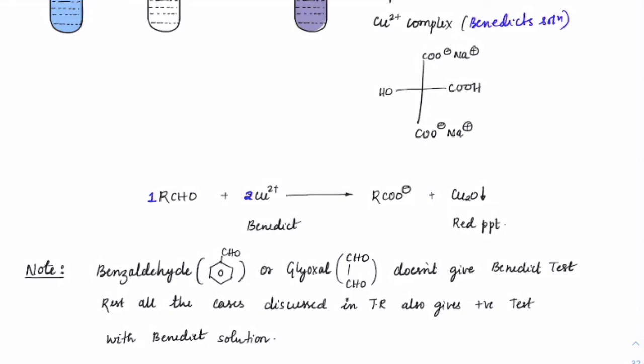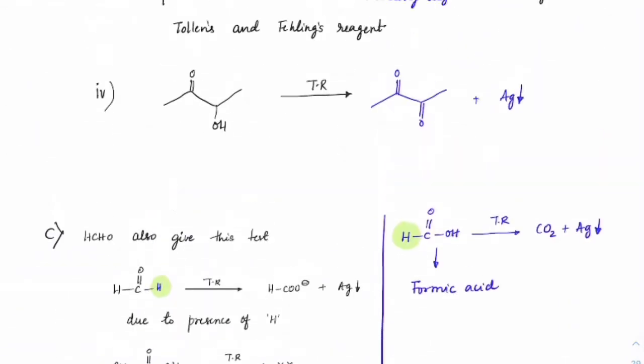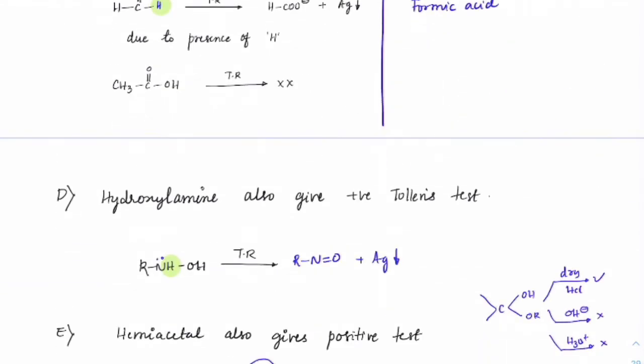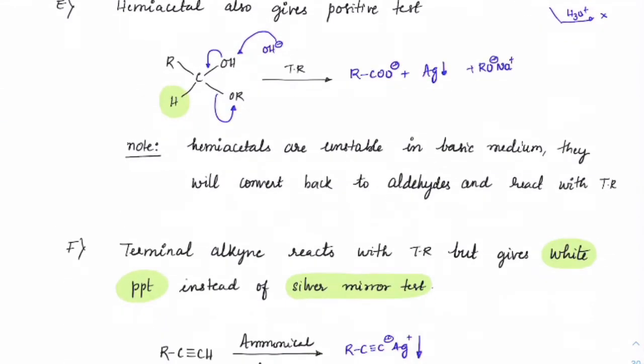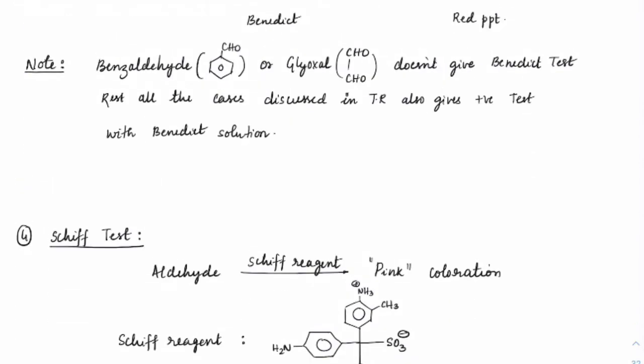Just like Fehling's solution, here in Benedict's solution also, benzaldehyde and glyoxal do not give the reaction with Benedict's test. In all the rest of the cases we have learned, which include formic acid, hydroxylamine, hemiacetals, terminal alkynes. There also with terminal alkynes, with copper there would be a brown-red precipitate forming, correct? So all these reactions will be given with Fehling's and Benedict's, except benzaldehyde and glyoxal.